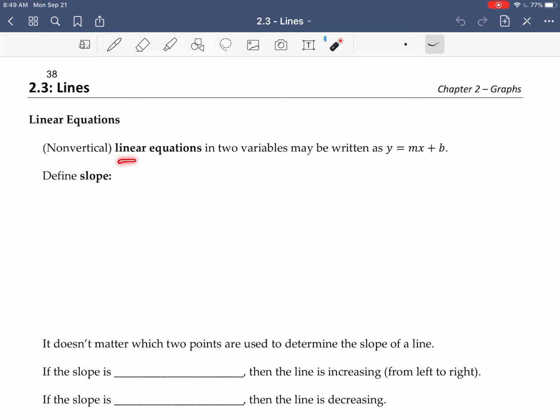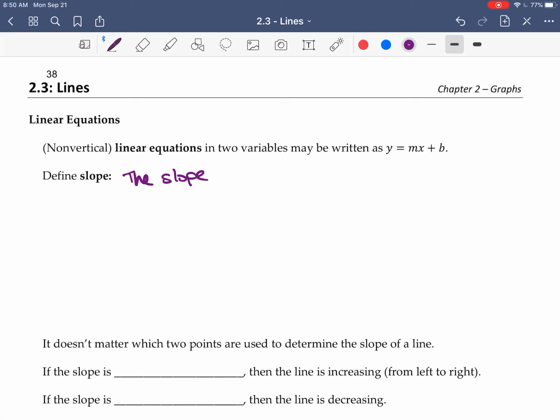A non-vertical linear equation in two variables can be written as y equals mx plus b. You probably have heard that before. It's something that most people remember throughout their pre-calculus career. A very important feature about these equations is that they have a slope. So what do we define the slope?